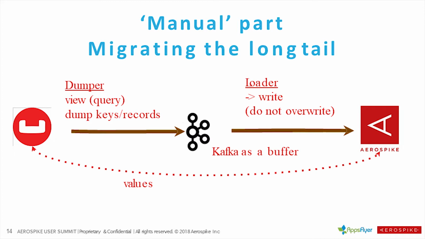The dumper just queries the old database and gets the entire key set out of it, streams keys via Kafka to the other side. And the loader is also very simple. It just takes the keys, queries the new database to see that it's not overwriting stuff. In Aerospike, it's easy to do using policies, and writes all the keys to the new database without overwriting anything.